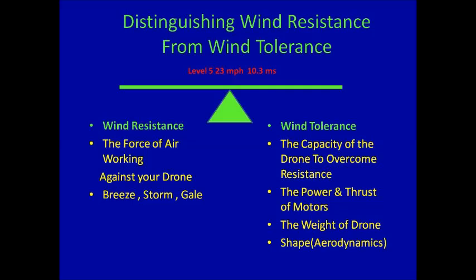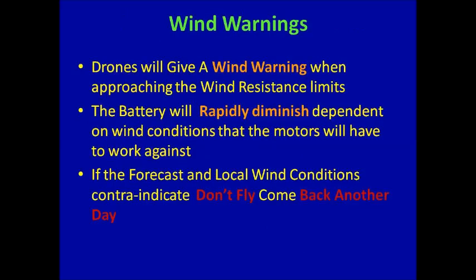The following slide attempts to explain the difference between wind resistance and wind tolerance. Wind resistance is the force of the wind against the drone, whether it be a light breeze, a moderate breeze, a gale or a storm. It is that force that the drone has to overcome, and the wind tolerance of the drone is dictated by the power of its motors and the thrust they generate, as well as the mass, its shape and other factors. In terms of out-of-the-box flying, many of the DJI Mini Mavics will issue a wind warning.